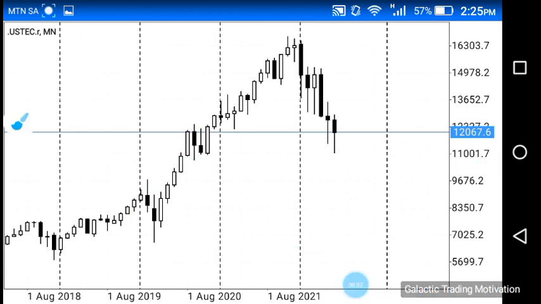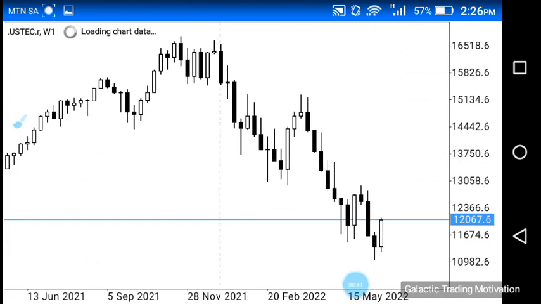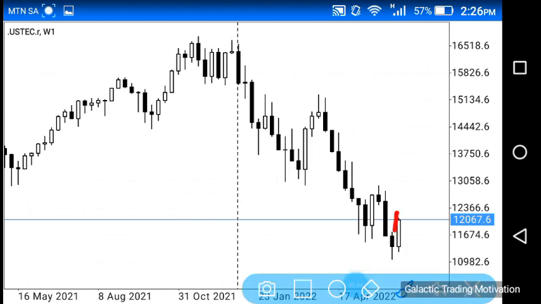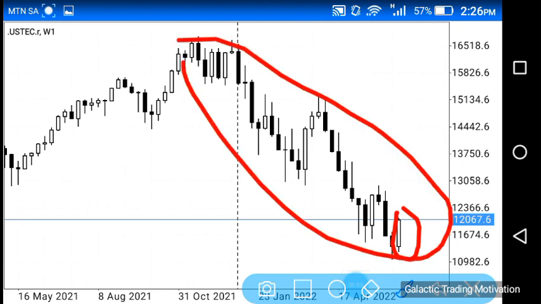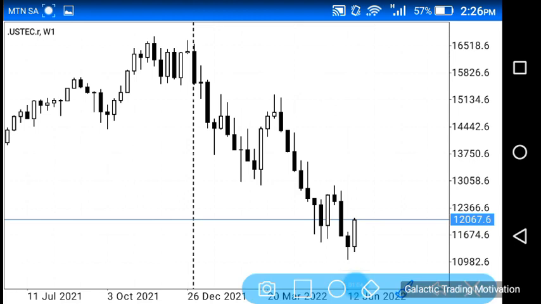Let me go to the weekly chart. So here we are on the weekly chart. So we can see that last week's candle actually ended up, or rather closed as a strong bullish candle, and I know that a lot of people are thinking that this trend, which is a downward trend, is about to come to an end.